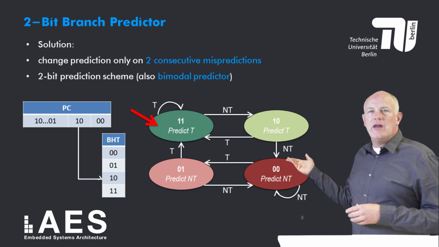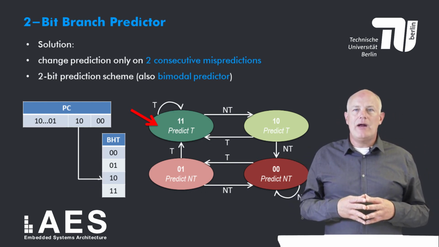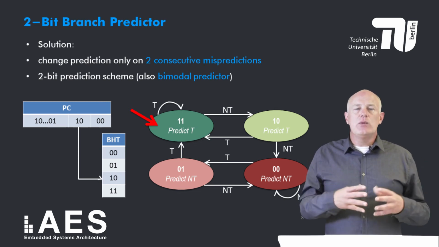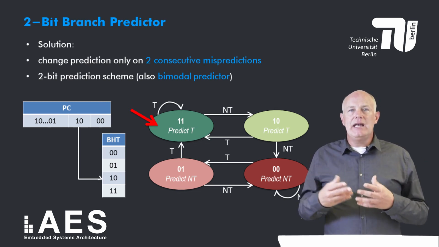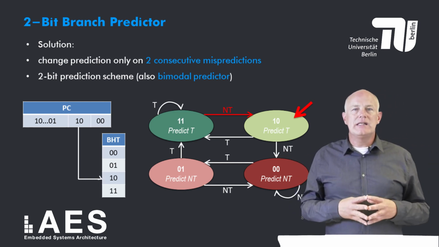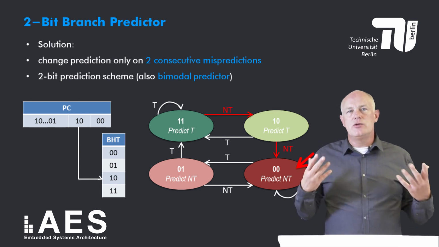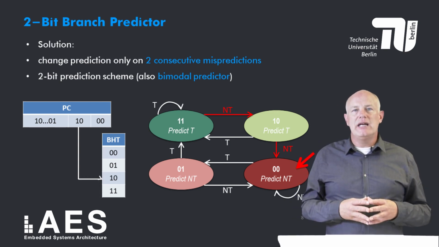Suppose, for example, that at a certain time the state is 1, 1 as indicated by the red arrow. So the prediction will be taken. If the prediction is incorrect, the state will change to 1, 0, but it is still predicted taken. Only if it mispredicts again, the state will change to 0, 0, and therefore the next prediction will be not taken.